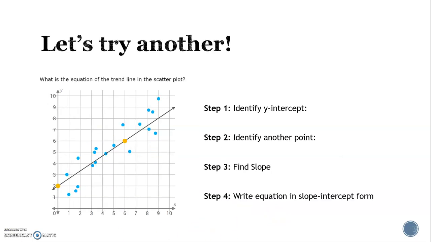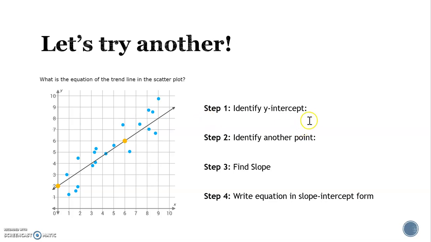Okay, let's try one more. What is the equation of the trend line in the scatter plot? The real data is the data in blue. I have gone ahead and drawn a line that I estimated through the data. It looks like about half of the blue dots are below and about half are above, so I drew a pretty decent line. Yours might be slightly different.